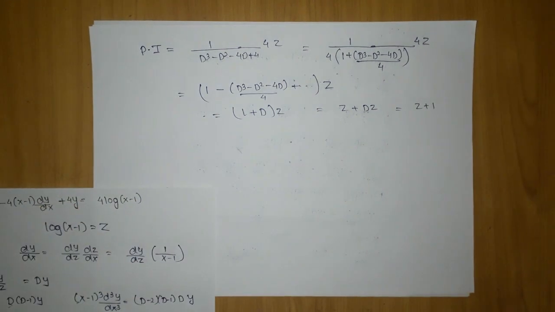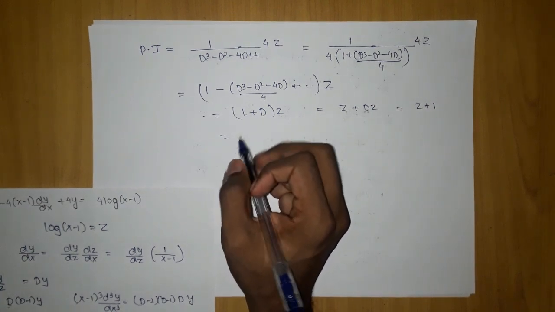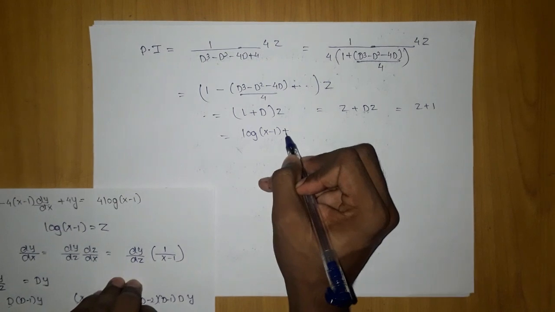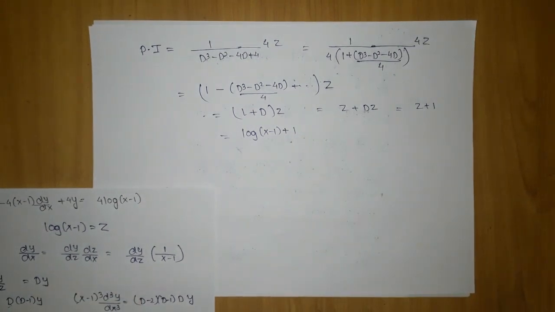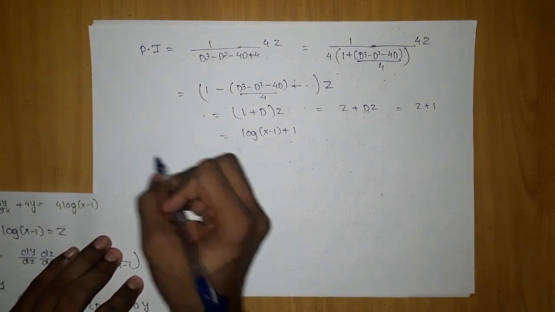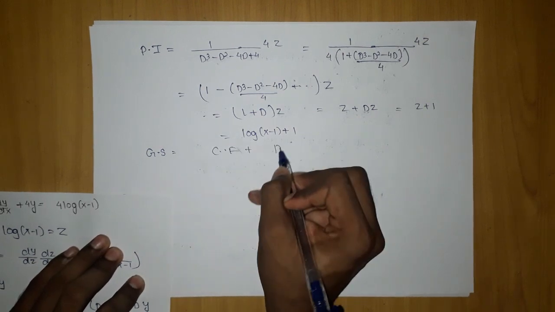Now if I resubstitute the values, I am going to finally end up getting z is nothing but log x minus 1 plus 1. So this is the required thing which we are getting. Now if I move on and try to get the final answer, which will be nothing but general solution equals to complementary function plus particular integral.